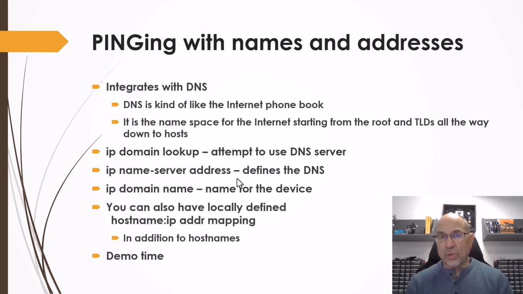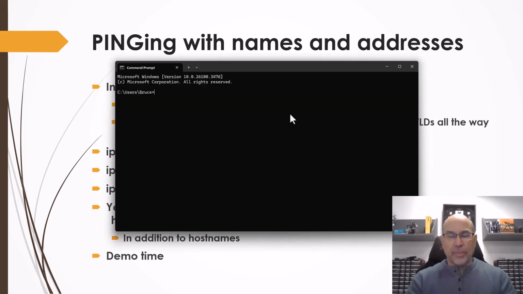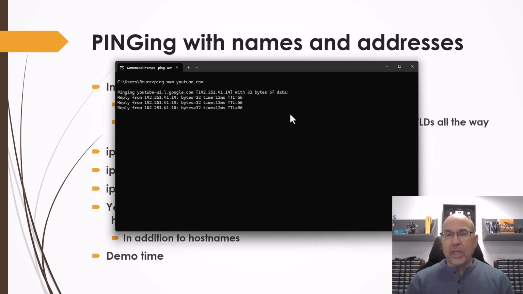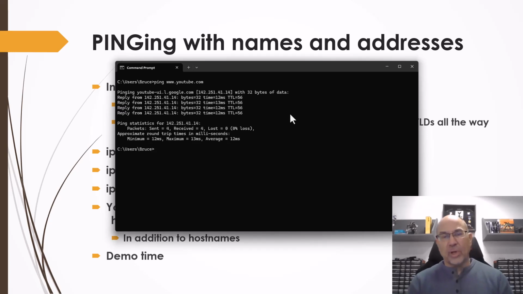All right, let's do a couple of quick demos. First up, I just wanted to show you that you can ping an address. So if I wanted to ping YouTube, for example, I can ping a name. Now, what actually happens? Well, the first thing that happened in order for this to work is that I had to do a DNS query, get the IP address of YouTube, and then I actually pinged the IP address. So that's what we mean when we say we can ping a name.